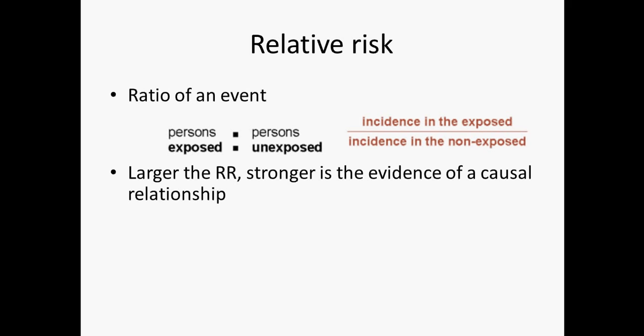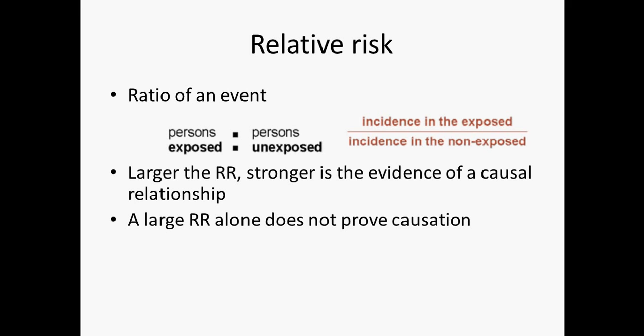But remember one more thing, just by having a large relative risk, we cannot infer causation. There are other criteria, known as Hill's criteria, which also need to be applicable in that particular scenario. So that's very important. Now let's look at how to interpret relative risk.